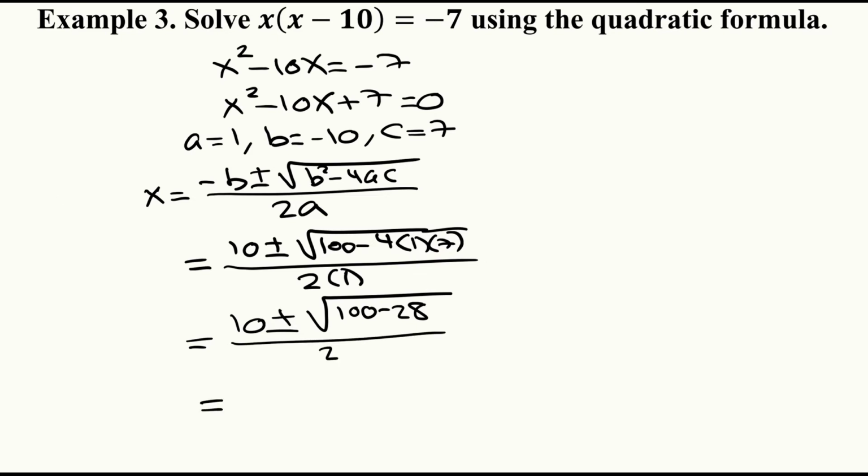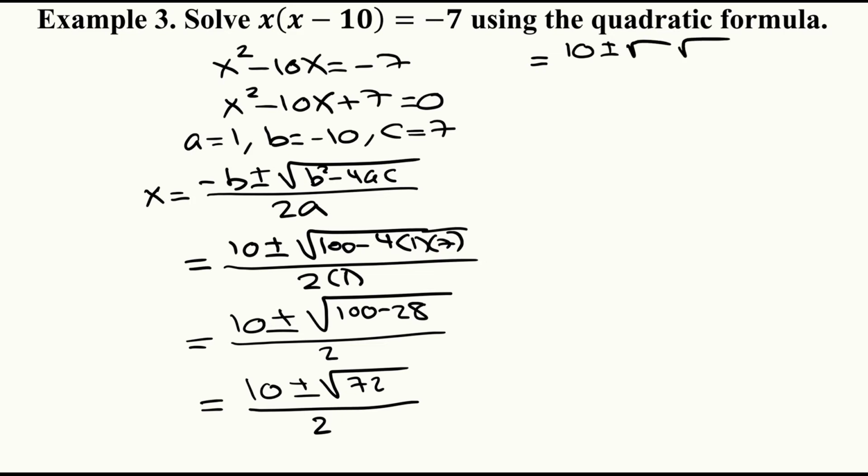We'll want to simplify these as much as possible. So 10 plus or minus square root of 72 over 2. Let's continue on this side. So that's going to be 10 plus or minus. Now we're going to go ahead and simplify square root of 72.